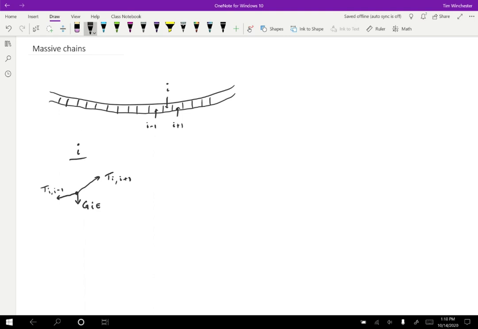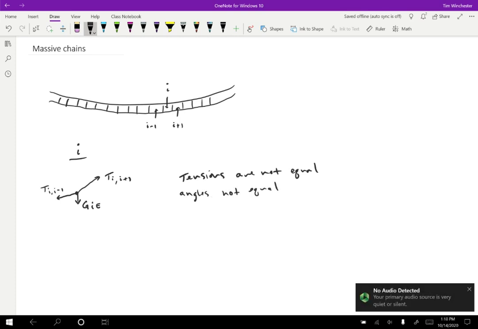And what I would like you to notice is that the two tensions are not the same. If the chain is in equilibrium, if it's not moving, then because of the weight force on that link, the tension on the right is actually going to be a little higher than the tension on the left. So the tensions are not equal. And not only are the magnitudes not equal, but the angles are also not equal.